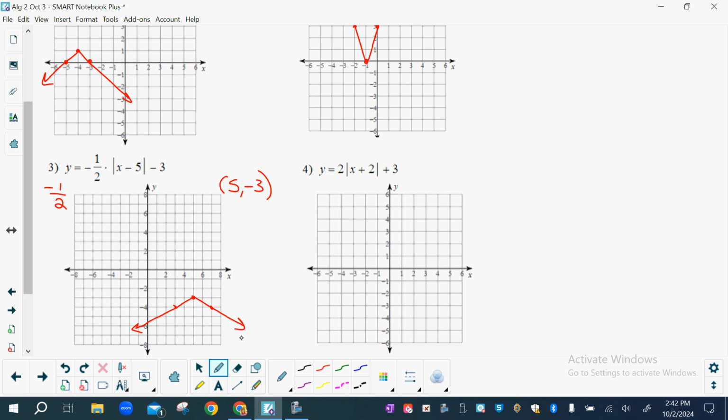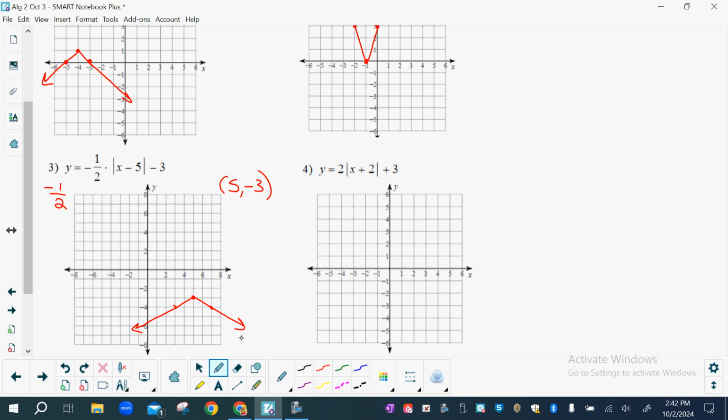And again, it's shaped like a V. How do we know it's shaped like a V? What part of the equation tells us it's shaped like a V, Jason? Absolute value. The absolute value. That's right.